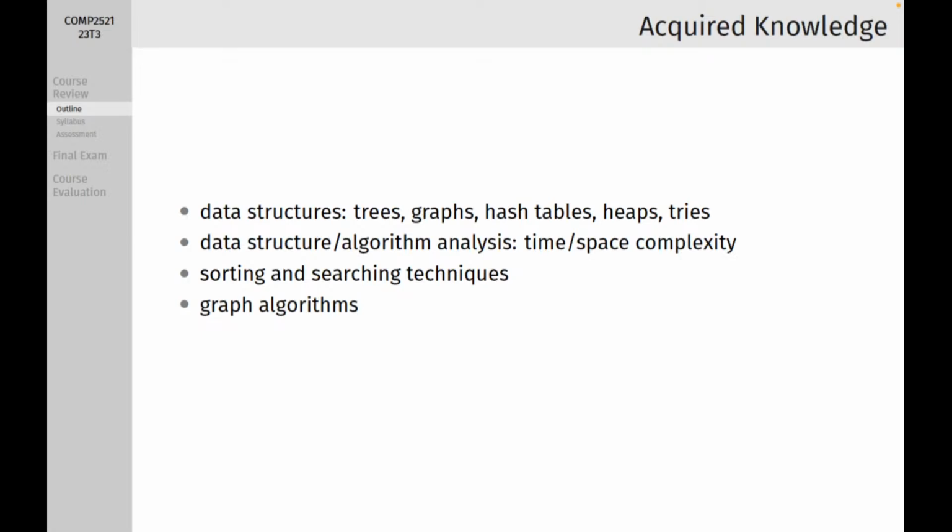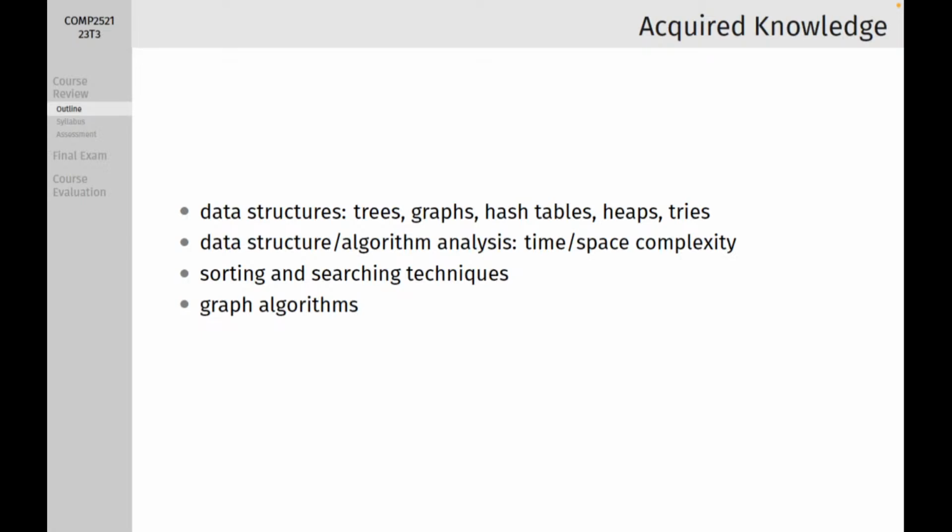So, what have we learned over the span of 8-9 weeks? We've covered a whole bunch of data structures: trees, graphs, hash tables, heaps, tries. We've covered a whole bunch of abstract data types as well, including stacks, queues, sets, priority queues, and more. And we've also talked about how to analyze these data structures and algorithms in terms of their time and space complexity.